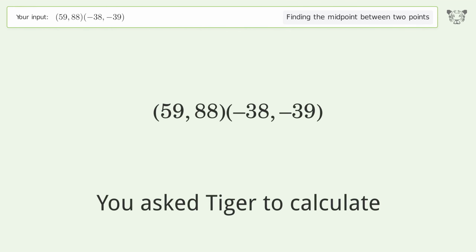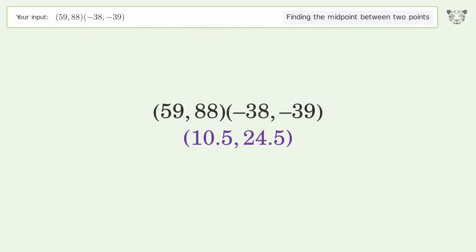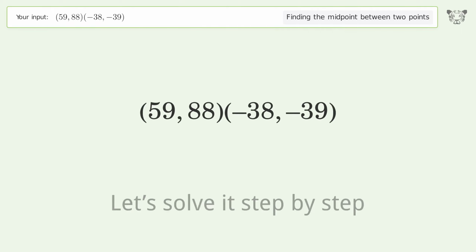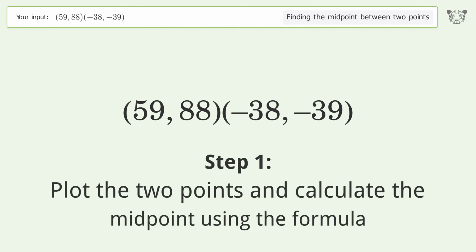You ask Tiger to calculate. This deals with finding the midpoint between 2 points. The midpoint between the 2 points is 10.5, 24.5. Let's solve it step by step. Plot the 2 points and calculate the midpoint using the formula.